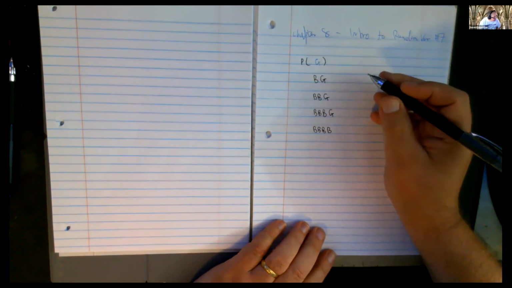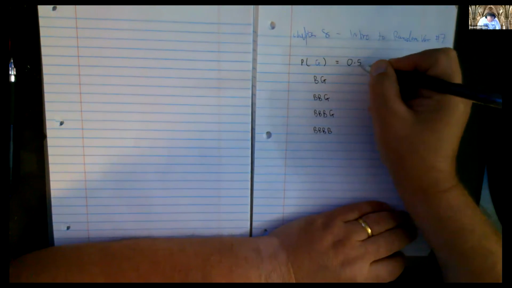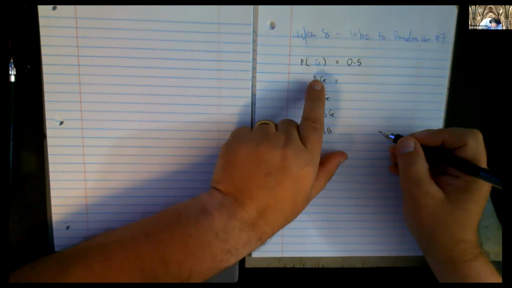Now, at the top there, somewhere, they tell you the probability of getting a girl is 0.5. So, the chance that the first child is a girl is 0.5. That's the answer to that one, right? Now, what's the chance that you have a boy and then a girl?